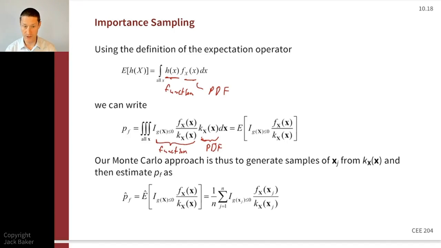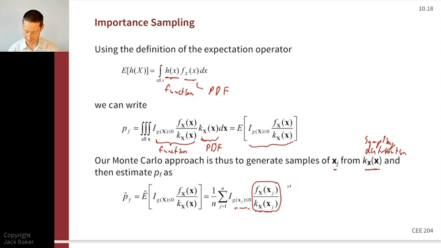Okay. With regard to the sampling distribution k of x, we're going to compute the expectation of the indicator function times this ratio. The approach is going to be, let's generate samples of xj from the sampling distribution. That's why we call it the sampling distribution. That's where we're going to get our samples from. Then we're going to estimate the probability of failure. We're going to count up whether we get failure or not for each one of those samples, j equals 1 to n, and we're also going to multiply it by this ratio that's going to correct us back. This term here, we're going to call it the importance sampling weight.